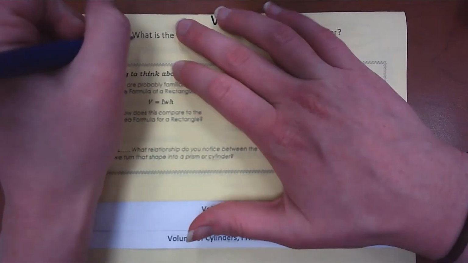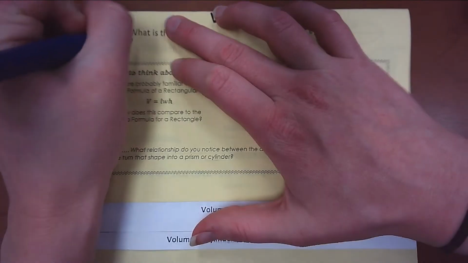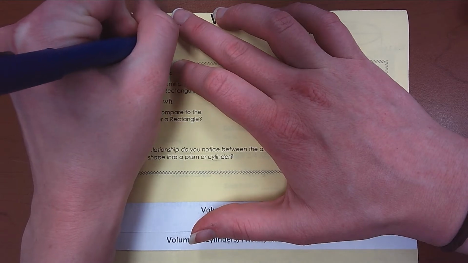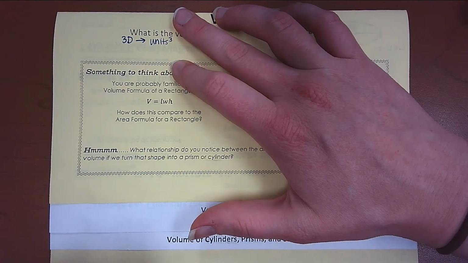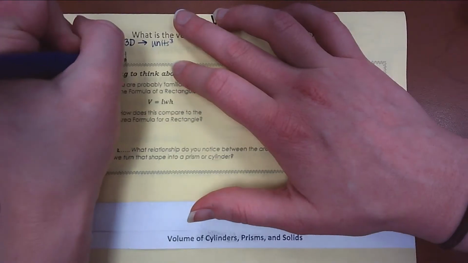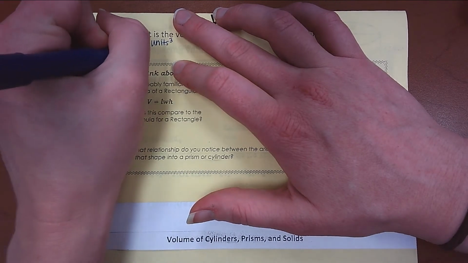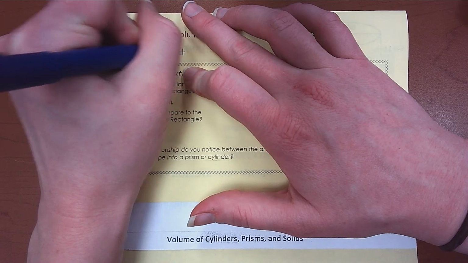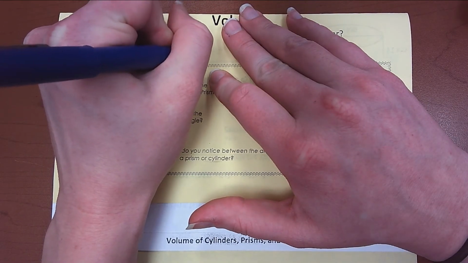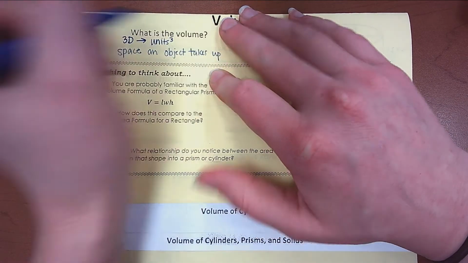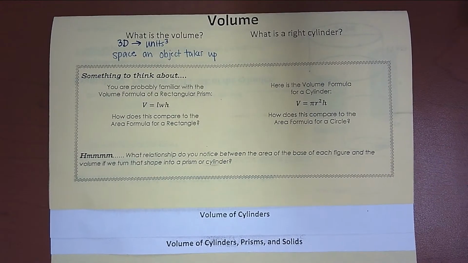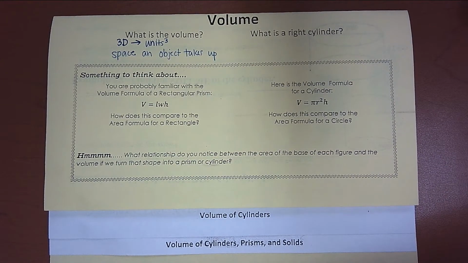Volume is a 3D thing, so we always label it with units to the third power. And it really is just the space that an object takes up.